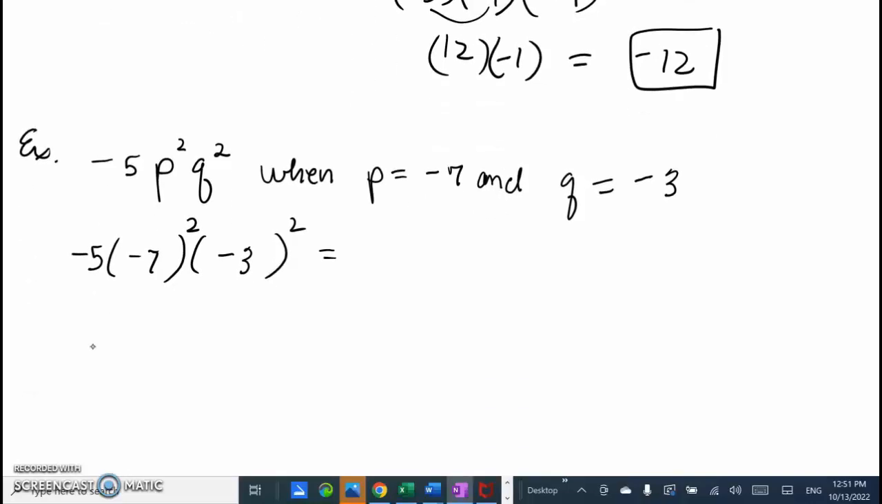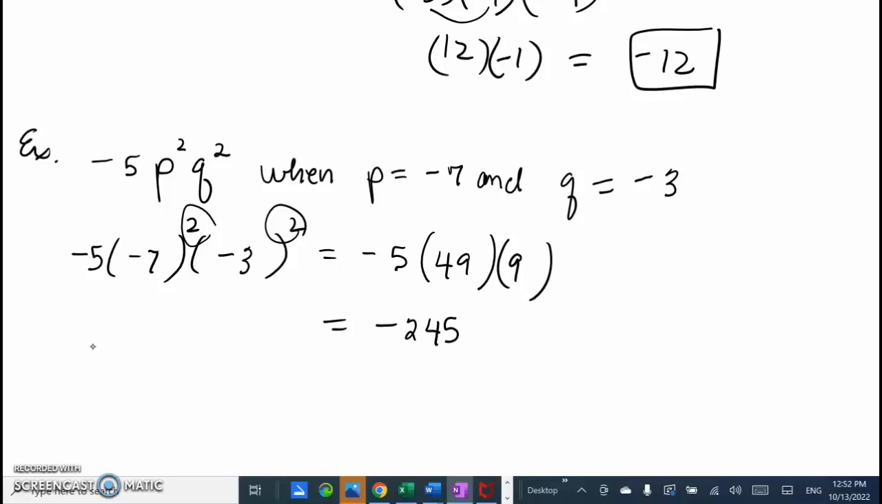What do we do first? Certainly the powers, so that's -5 times 49 times 9. Now notice that I did the powers first and did not do the multiplication. So a common error is to multiply first and then do the power, which is totally incorrect by order of operations. All right, so now we get negative 5 times 49, so that's 245 times 9, and the final answer is 2,205.